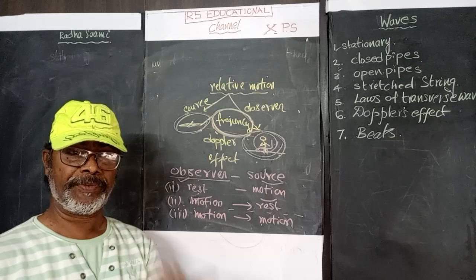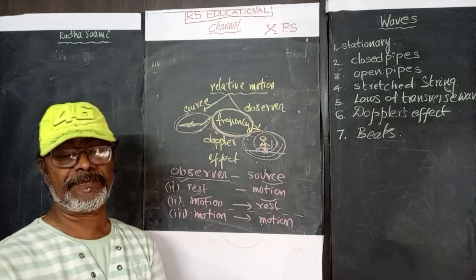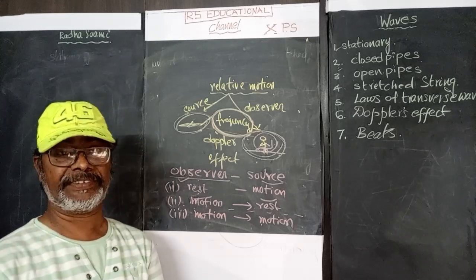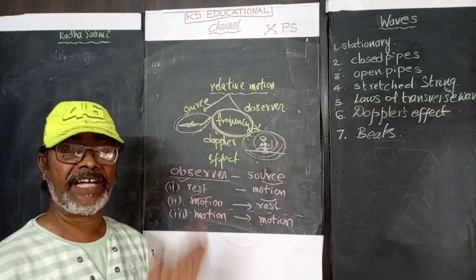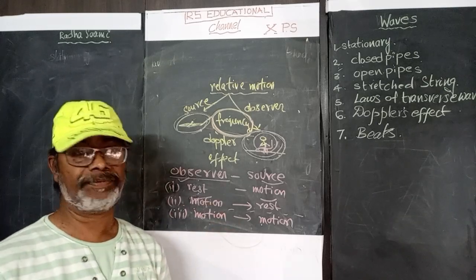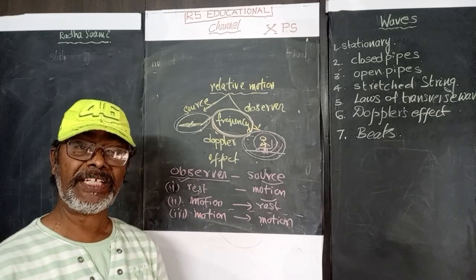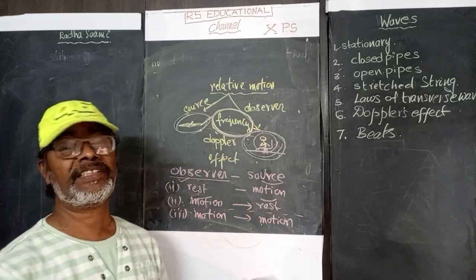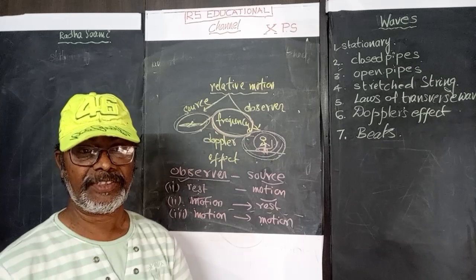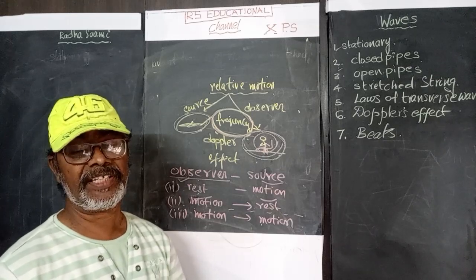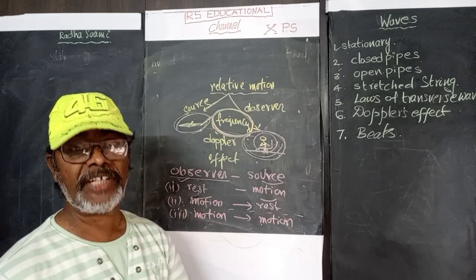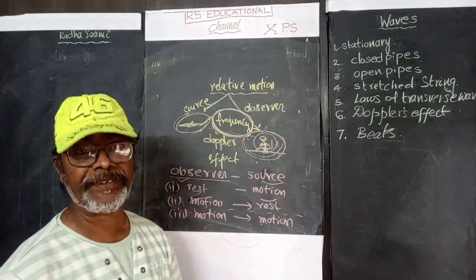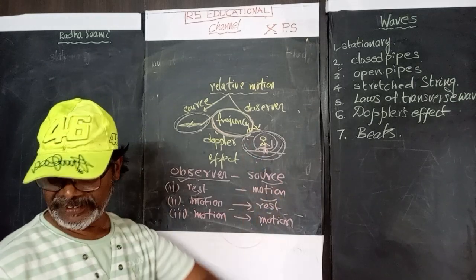Say the train is at rest, you are in motion: there is a change in the frequency. You are at rest on the platform, the train is moving away from the platform. Then you are also moving, the train is also moving. Then there is a change in the frequency. So in this way, the relative change in the frequency due to relative motion of the source and observer is called Doppler effect.